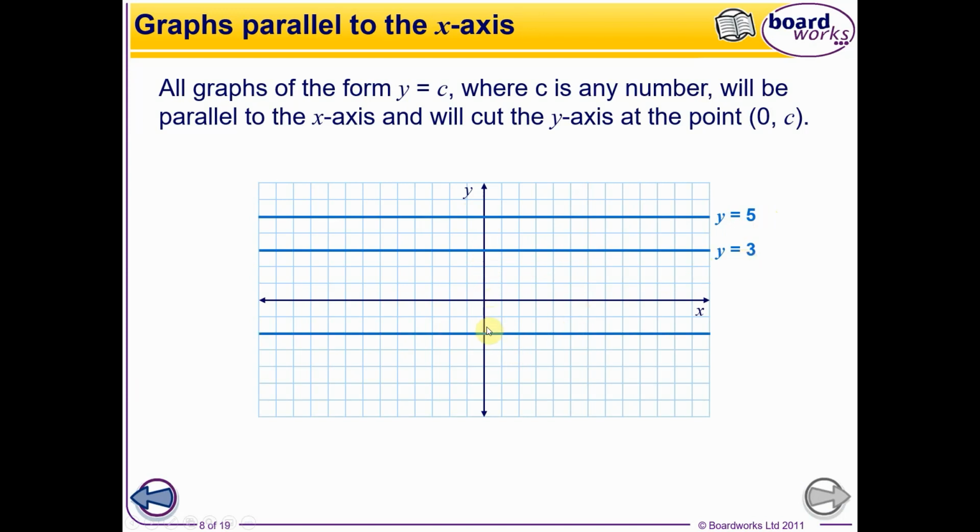Here below the x-axis, -2. So y is equal to -2. Another line which passes from y is equal to -5. So it is called y is equal to -5.